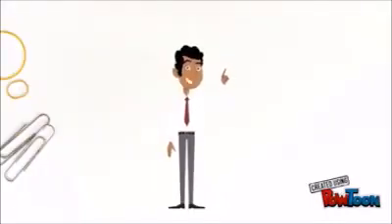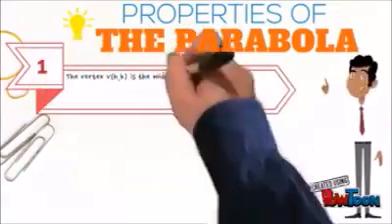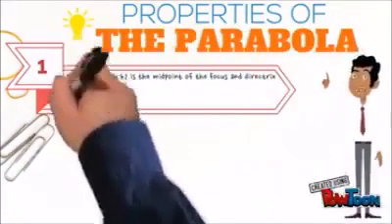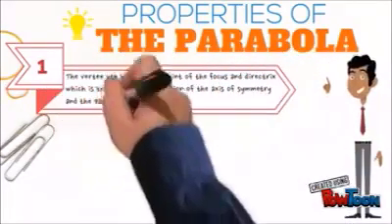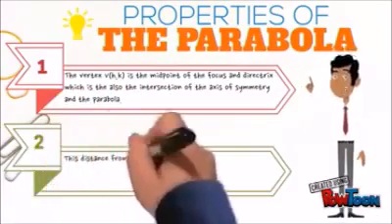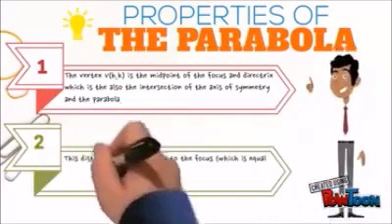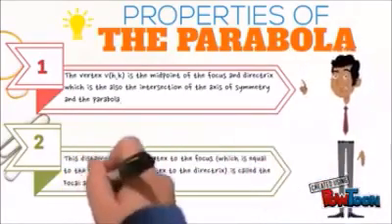You already know about the focus and the directrix, right? Now we're talking about the remaining properties of a parabola. First, the vertex (h, k) is the midpoint of the focus and the directrix, which is also the intersection of the axis of symmetry and the parabola. Second one is the distance from the vertex to the focus, which is equal to the distance from the vertex to the directrix, is called the focal distance.